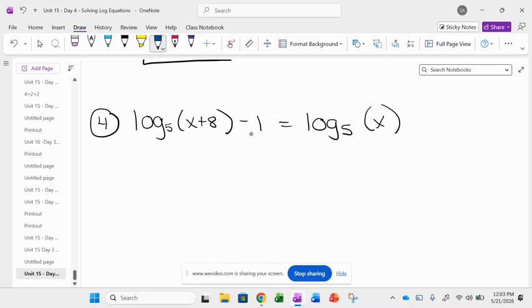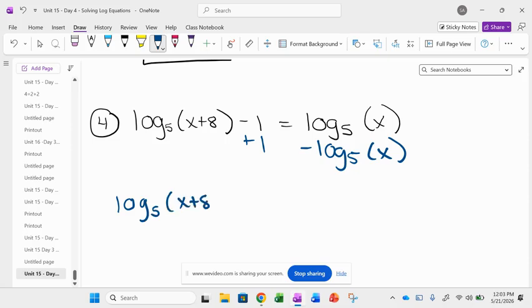How am I going to change this into a log equals number? Well, I'm going to add that 1 over, and I'm going to subtract the log base 5 of x. So I'll have log base 5 of x plus 8 minus log base 5 of x equals 1. Everybody okay with what I did? Okay, so now it's not a log equals log scenario, it's a log equals number.